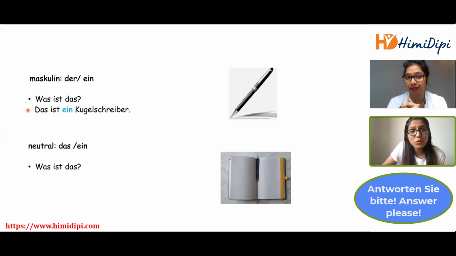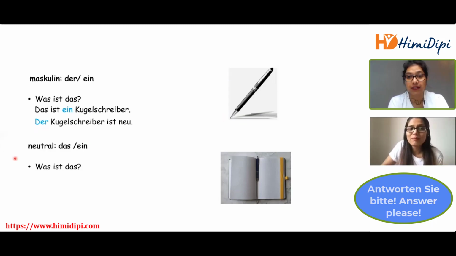Das ist ein Kugelschreiber. Der Kugelschreiber ist neu. So the first sentence is talking about defining the pen in general terms. So unbestimmte article, das ist ein Kugelschreiber. Kugelschreiber is masculine. Ein Kugelschreiber. Talking about now this pen particularly, we will say der Kugelschreiber ist neu. This one is new. Let's see a next example.